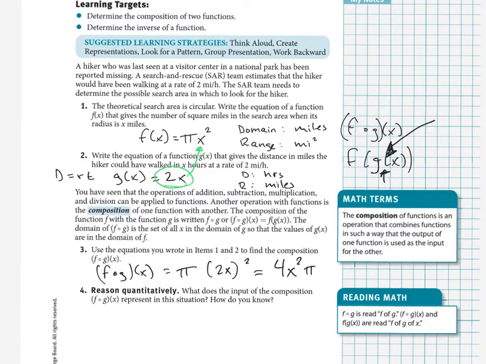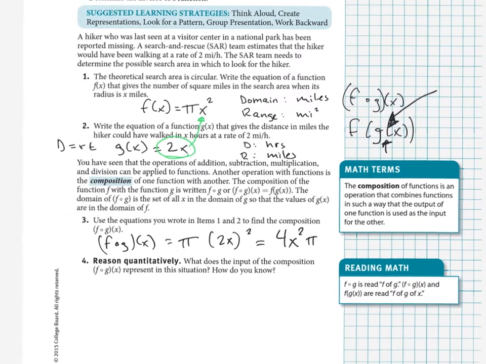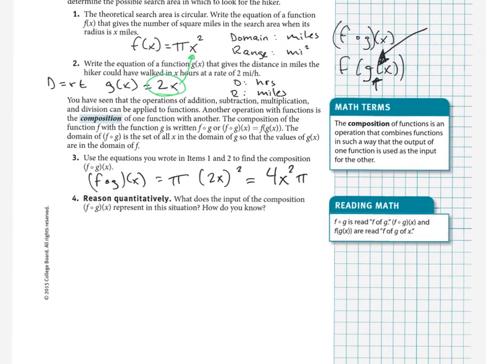Let's go back through now and decide what's happening. What are we putting in? What are we getting out? Let's look at this in terms of domain and range. It's asking you a question, what does it represent in the situation? I just want to go through and explain domain and range since we have it all spelled out. So to answer the question, what does the input of the composition represent? We're putting in hours, right? That's what we're putting in.